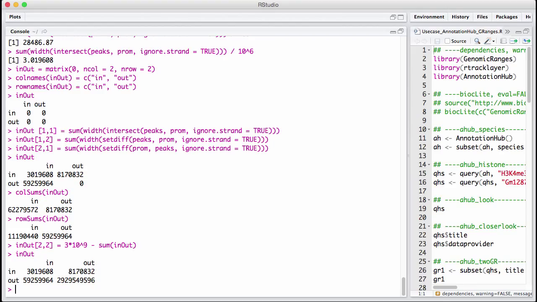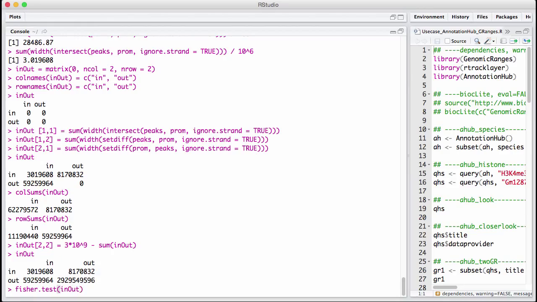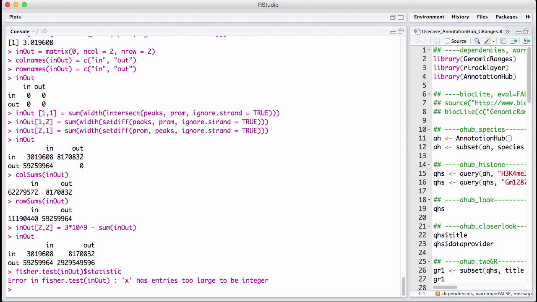We can compute an odds ratio for this table. Normally, you would be able to compute an odds ratio using the fisher.test function in R, which does a Fisher exact test. So the way you would do this would be fisher.test of in-out, and you want to get the component called the statistic. I happen to know this. But now, because we have entries that sum up to the length of the human genome, and that's bigger than the biggest integer, we get an overflow problem.